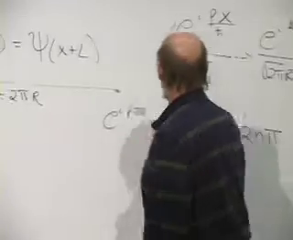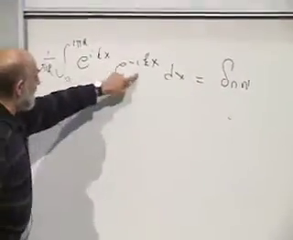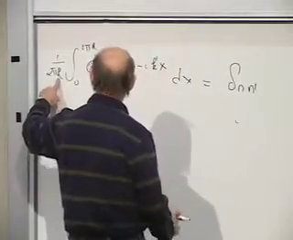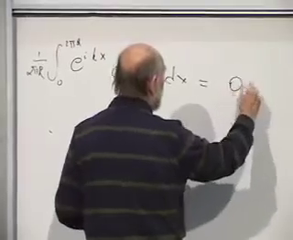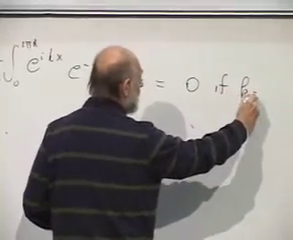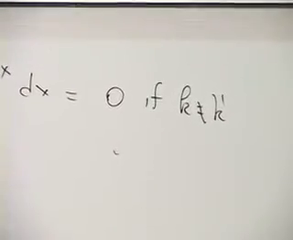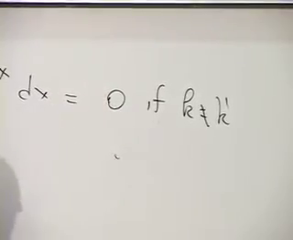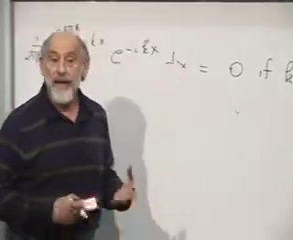Now that's not going to change the fact that if we take two different ones, the integral will be 0. That's not going to be affected by multiplying by r. It'll be 0 if k is not equal to k prime. That will still be true. But what if k is equal to k prime? Originally we had 1 there. Now we're going to get something big.